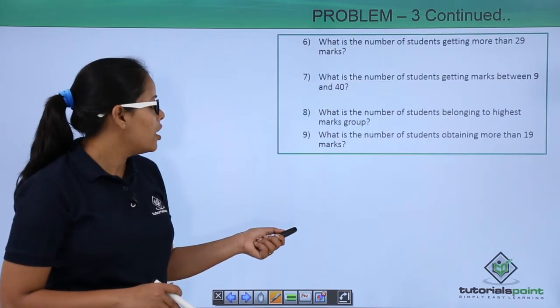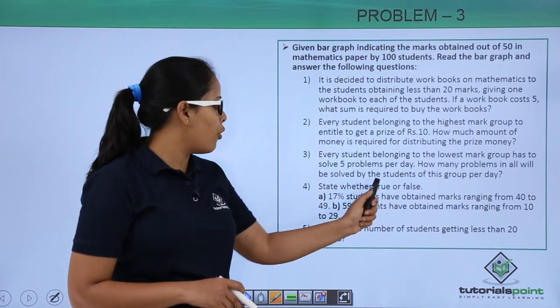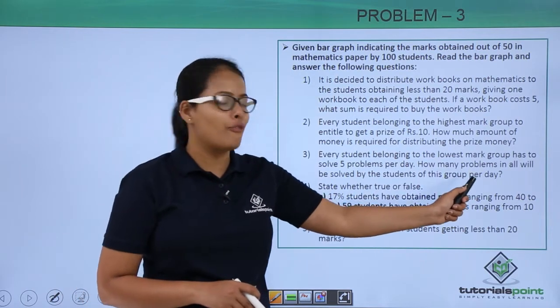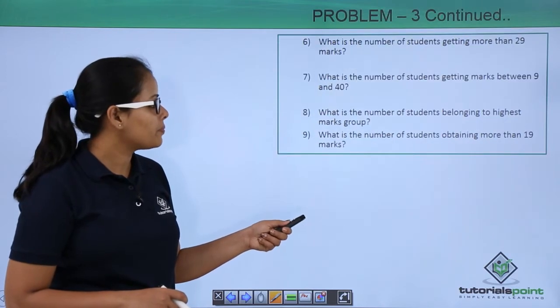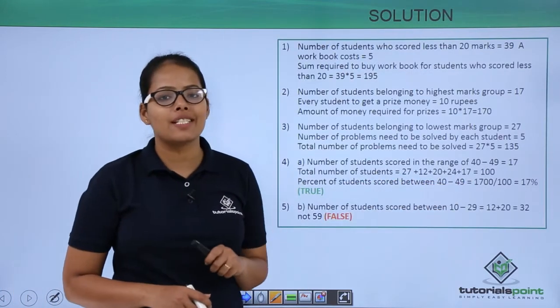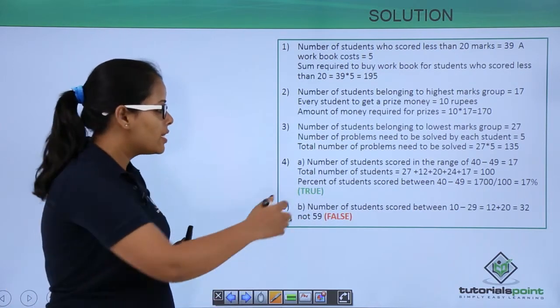Let's see. In the fourth problem, they have asked, state whether true or false: 17% of students have obtained marks ranging from 40 to 49. So now let's see. We are also getting the same percentage, which is 17%. That's why our answer to this is true. Let's see this once again.